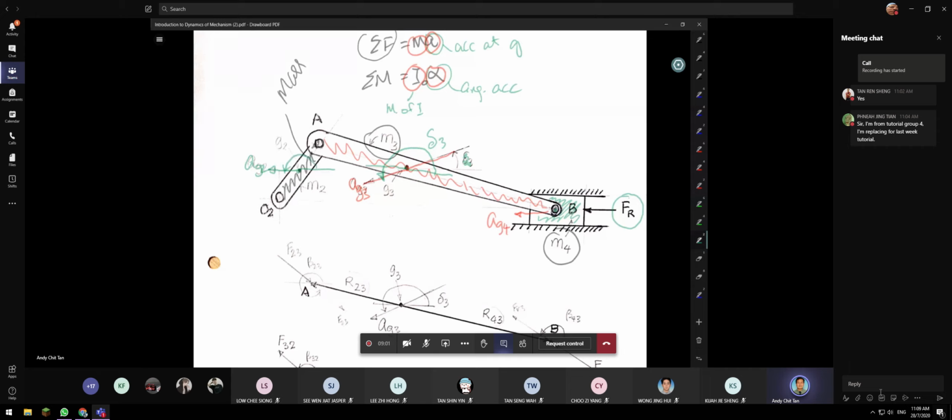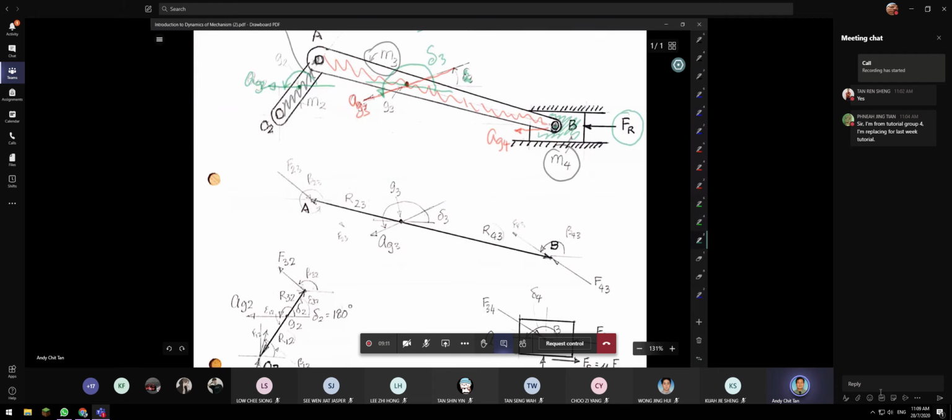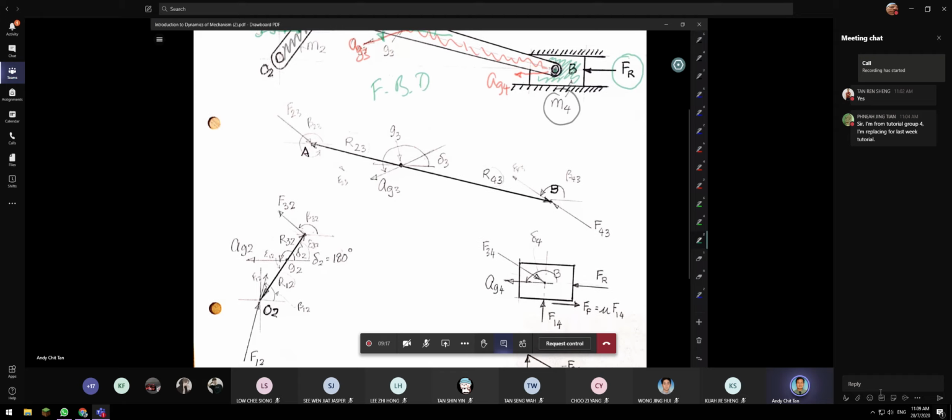Now we can see that the diagram is going to be very complicated. So the best way to draw this is to come up with a free body diagram. So we draw the free body diagram and separate it into link number 2, link number 3, and link number 4.